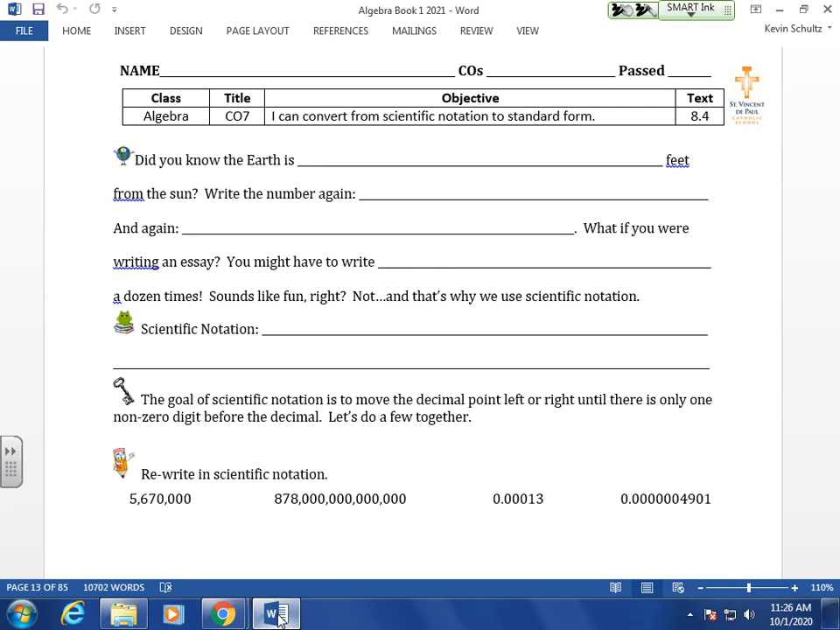For example, did you know that the Earth is approximately 491 billion feet from the sun? If you didn't, then you learned a fun fact today. Let's write that number again. 491 billion.